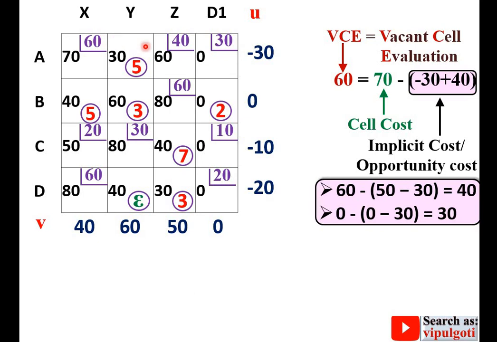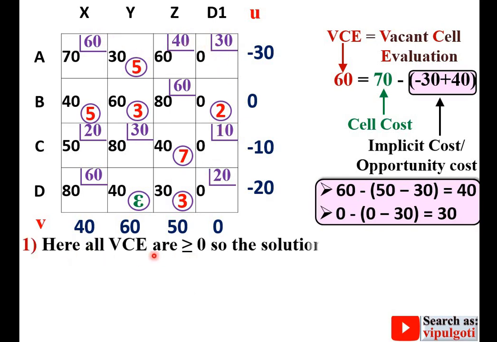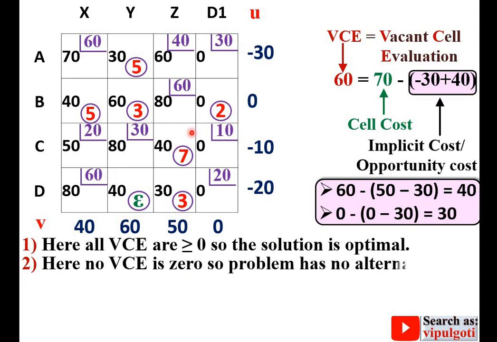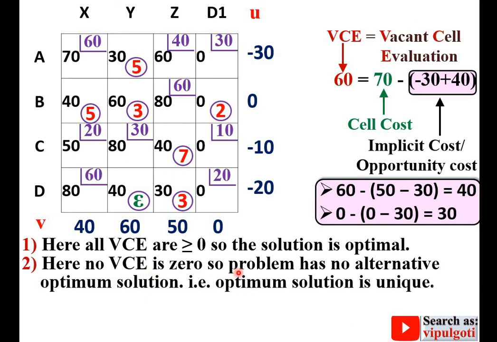So here you can see all VCE are greater than or equal to 0, and so this solution is optimal. Here no VCE is 0, so the problem has no alternative optimum solution. So you can say the optimum solution is unique.